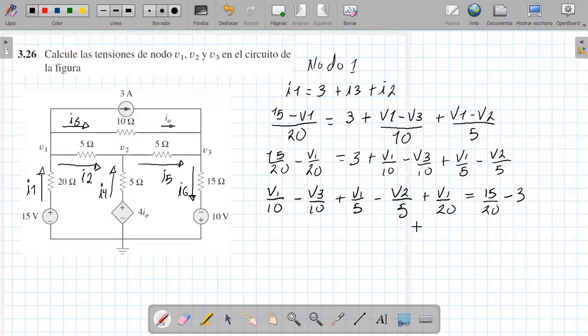Okay. Now what I'm going to organize is I'm going to add everything that has V1, everything that has V2, V3, and in the end I'm going to have 7 over 20 V1 minus V2 over 5 minus V3 over 10, all of that is going to equal minus 9 over 4. I'm going to multiply by 20 to eliminate the denominator.